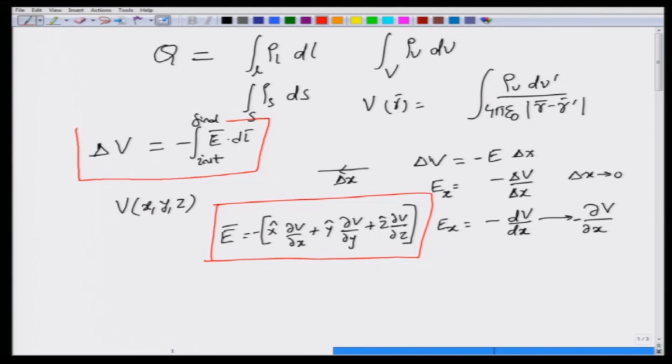So, this particular expression is one in which I have managed to invert the integral relationship. See, this was the integral relationship that I had, which would give me the potential difference given the electric field. In this expression, I know the potential function. From there, I am extracting the electric field.